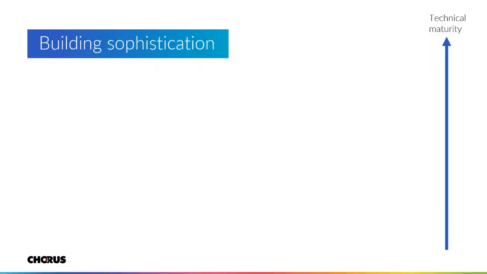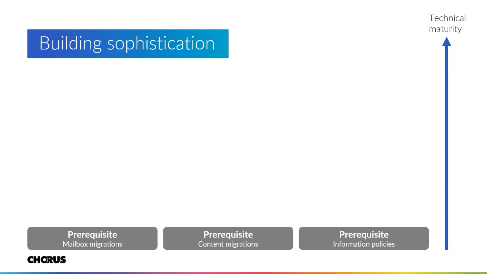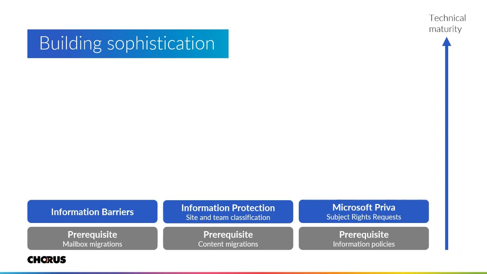So in terms of how you use these compliance tools as you grow in sophistication as an organisation, we probably start with those prerequisites. So get the prerequisites nailed first, get the mailbox migrations done, get the content migrations done, make sure your information policies are well defined. We've then got some tools that are fairly easy to get going with right away. So things like information barriers, information protection for classifying sites and teams, or using subject rights requests in Priva. There's really no interdependencies here. You can get going on these right away.